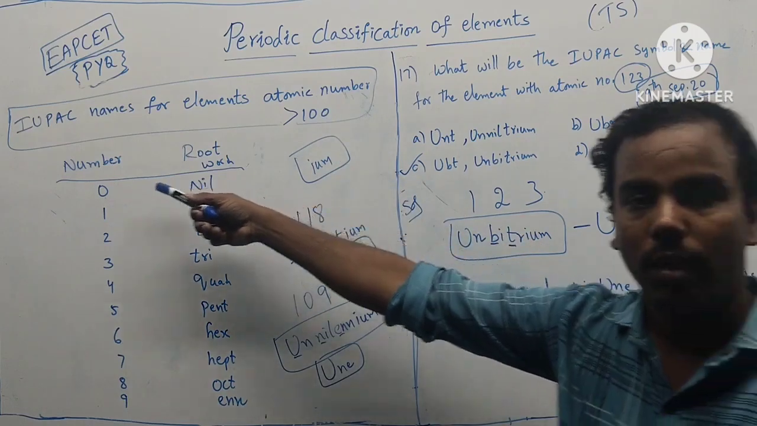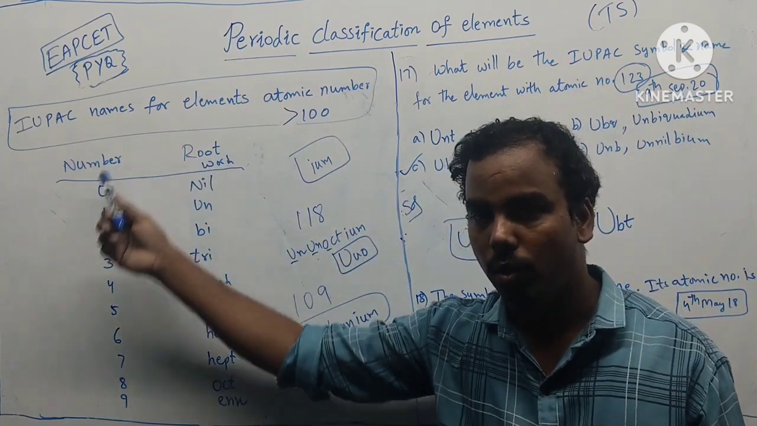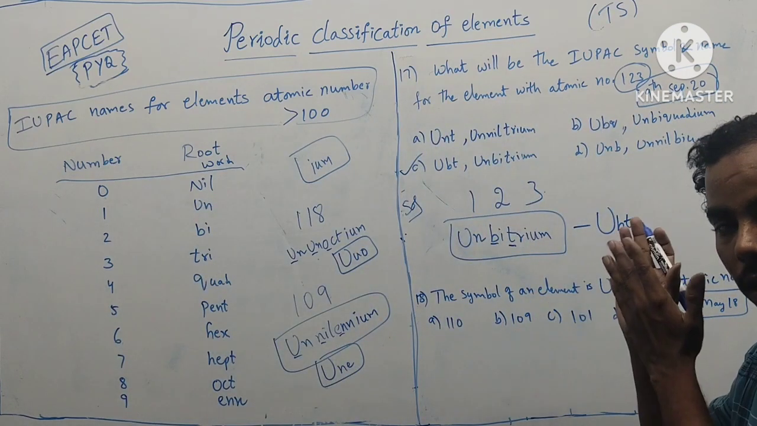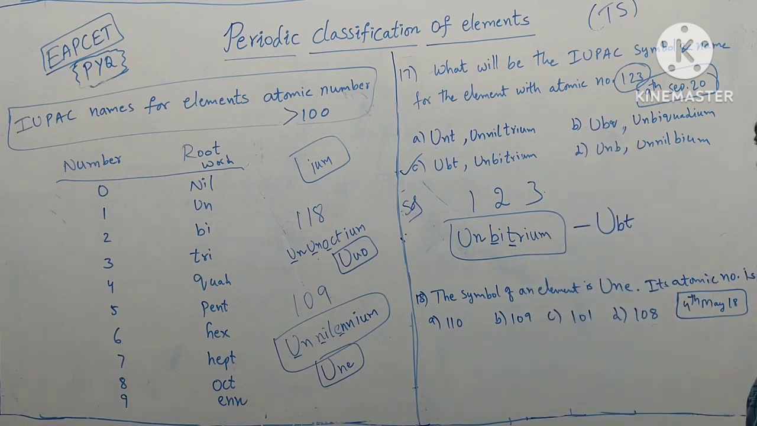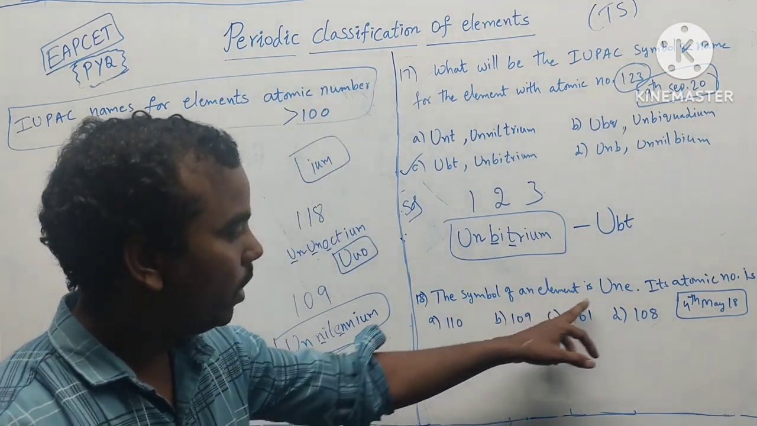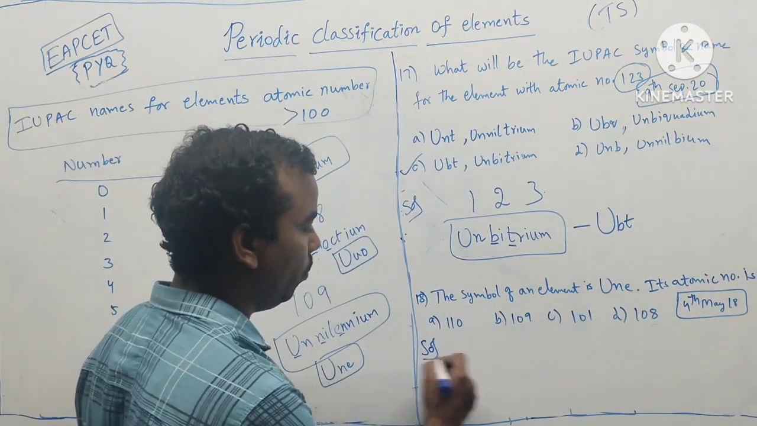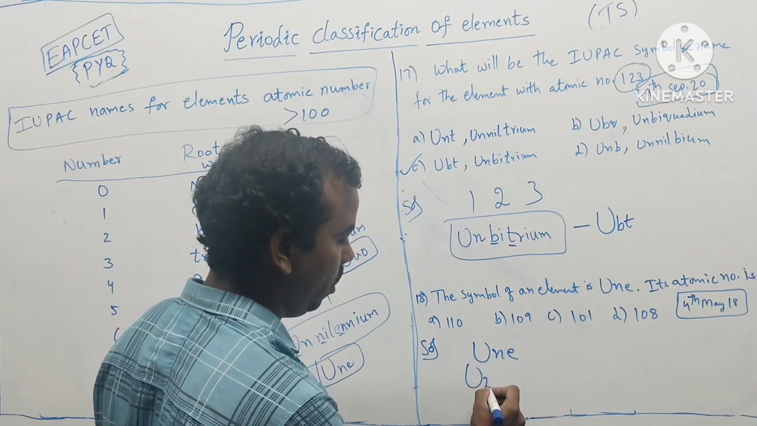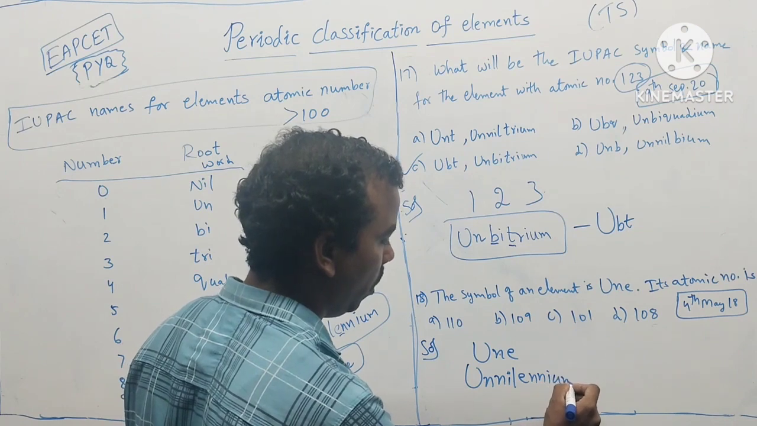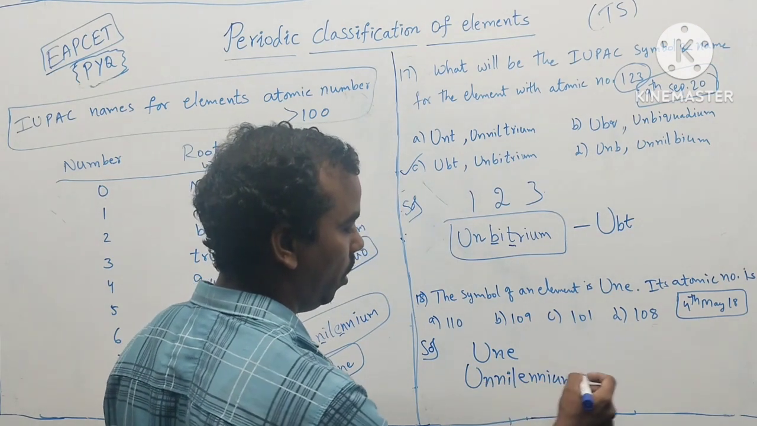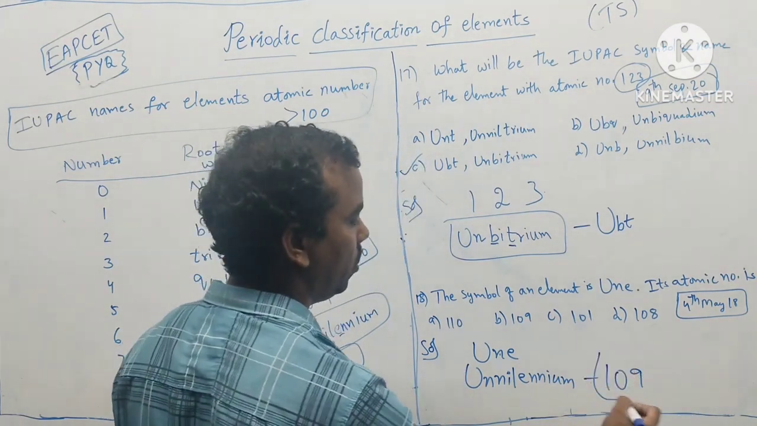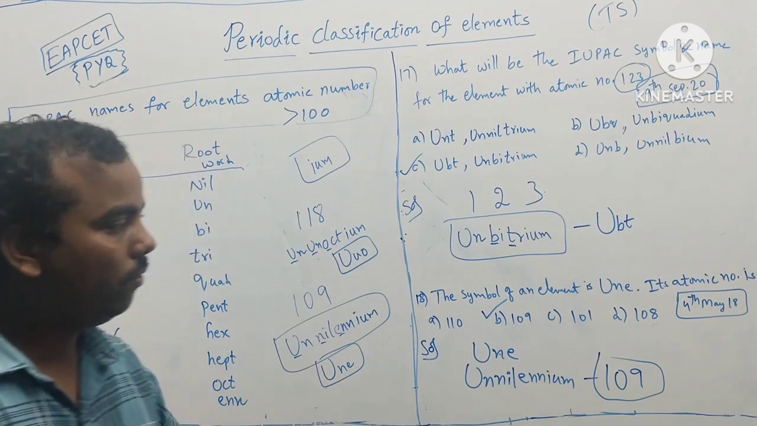Like this, very, very easy. If you know the root words for the numbers 0 to 9, then it is very easy to write the IUPAC name and IUPAC symbol for any atomic number above 100. Next question, also see. The symbol of an element is Unn. U means un, N means nil, E means enn: un is 1, nil is 0, enn is 9. So 109, answer B. Very, very easy.